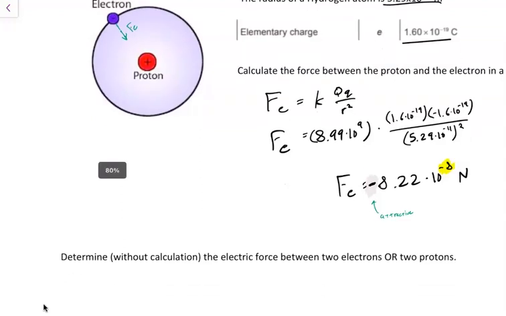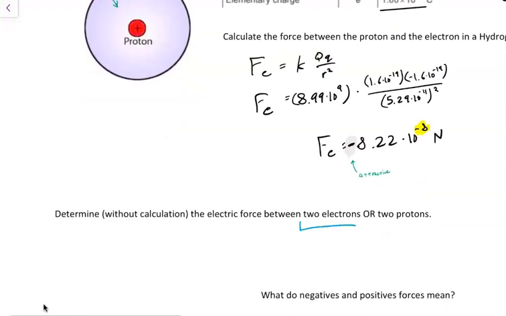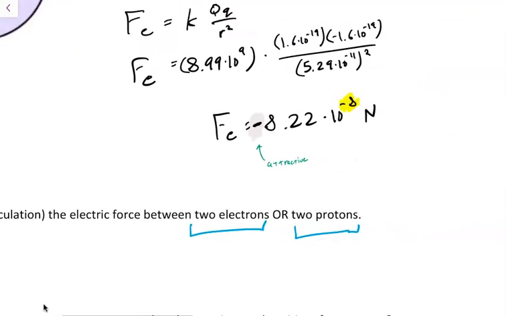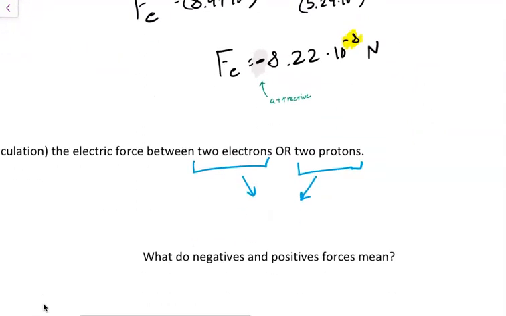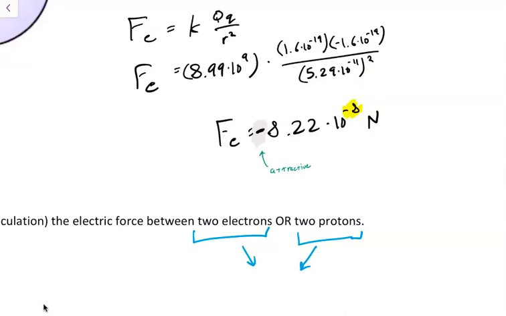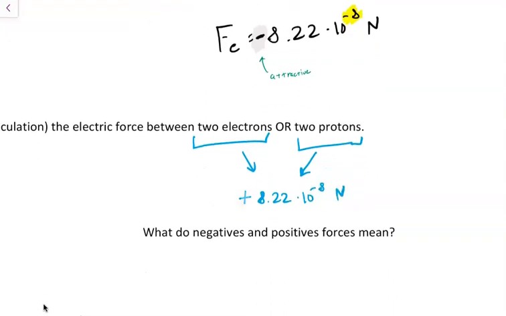The next question: determine, without any calculation, the electric force between two electrons or two protons in this similar situation. Two electrons or two protons would both equal the same value because they both have the same elementary charge. But since we have a negative times a negative or a positive times a positive, we would end up with a positive 8.22 times 10 to the negative 8 newtons. And that positive here means repelling.